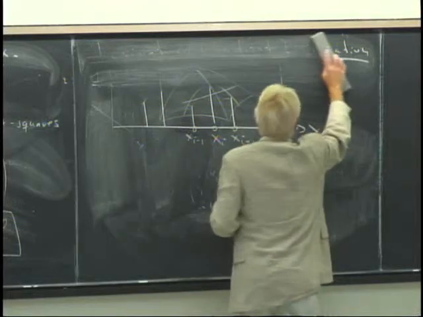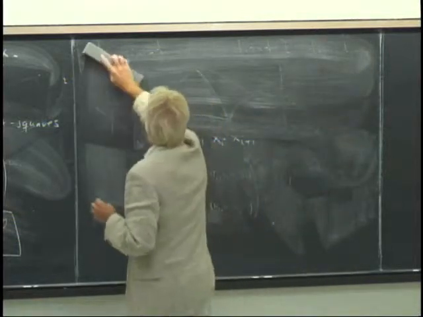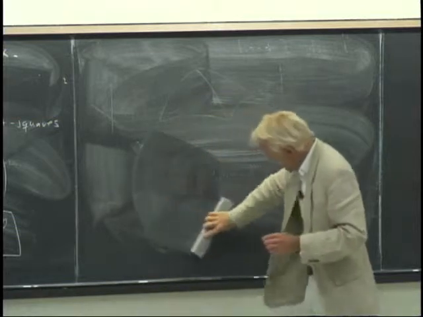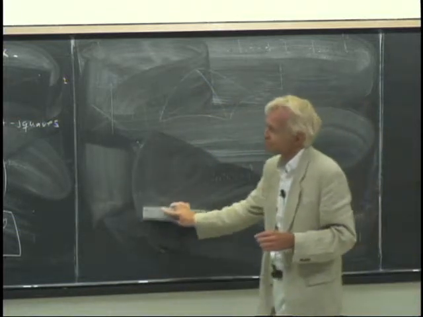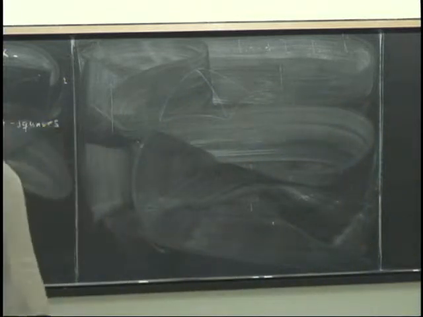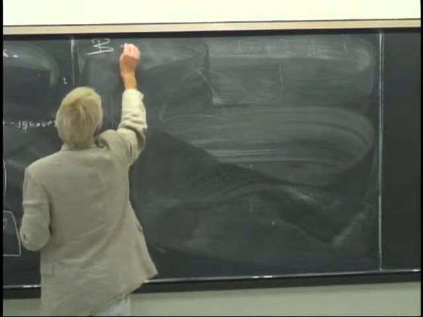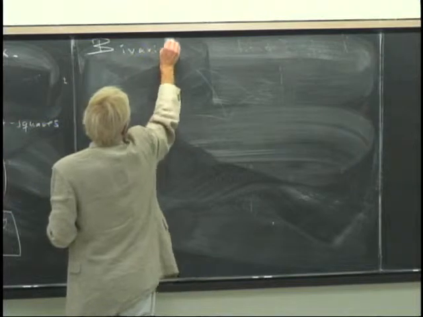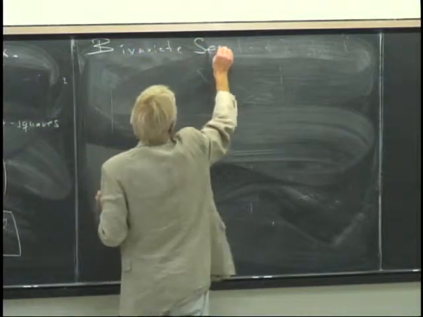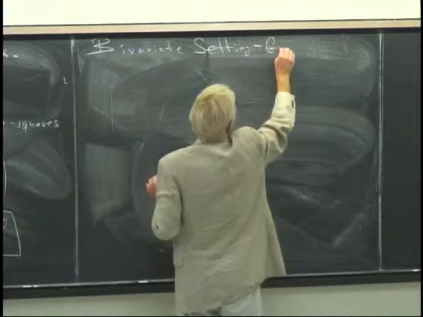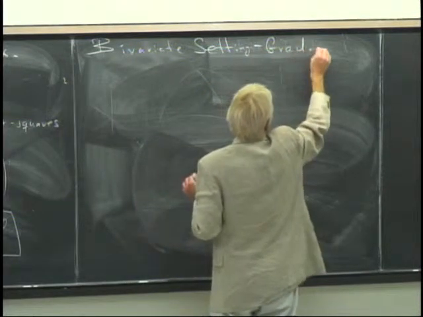How do we get the derivative in the scattered data setting when the sites live in the plane, the xy plane? So the bivariate setting. Gradient estimation.